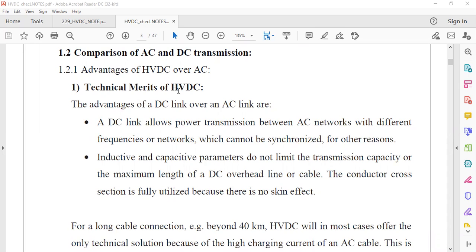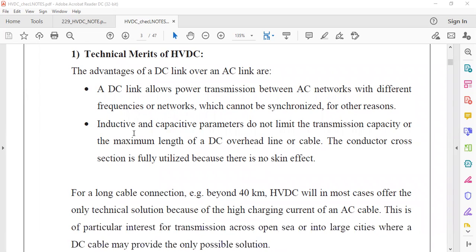The advantage of DC links over AC links is that a DC link allows power transmission between AC networks with different frequencies, or networks which cannot be synchronized with other regions, right? An AC link cannot allow power transmission between AC networks with different frequencies. That is very advantageous, right? I have discussed this just now.